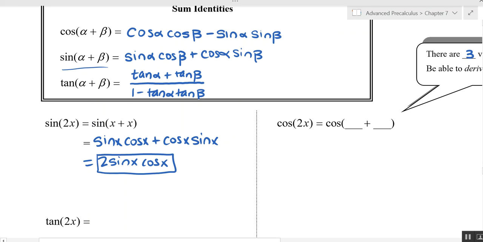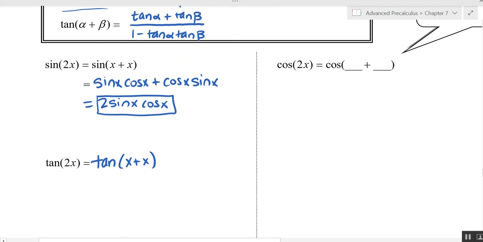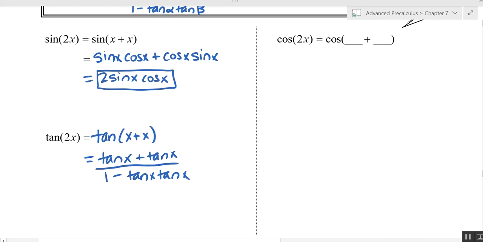We're going to do the same thing for tangent. We're going to rewrite that as tangent of x plus x, and then use the identity above to see if we can simplify it. So tangent of x plus tangent of x all over 1 minus the tangent of x times the tangent of x. And that gives us 2 tangent x all over 1 minus tangent squared x.